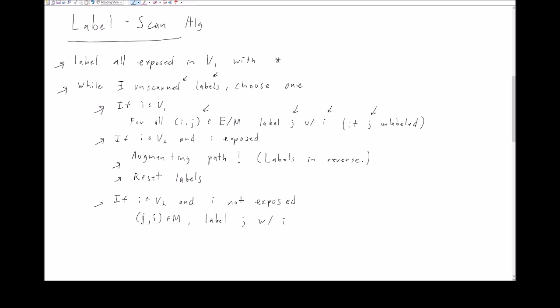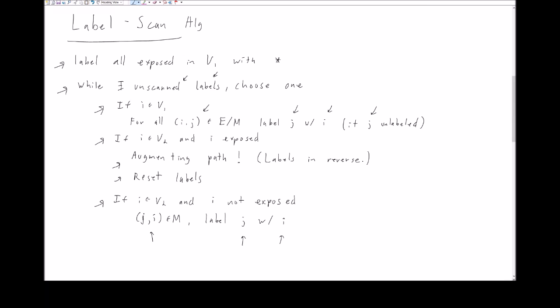In the final case, if our node I is in V2 and I is not an exposed node, then we look at all the edges in the matching that touch this node, and we label the node J on the other end of this edge with the label I. So now J is at the other end of a matching edge, and J gets the label I.